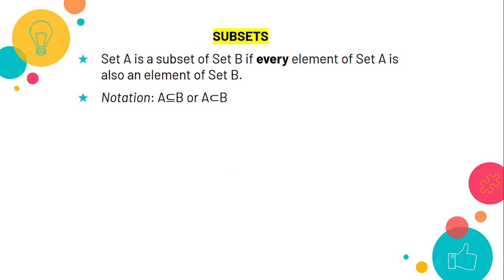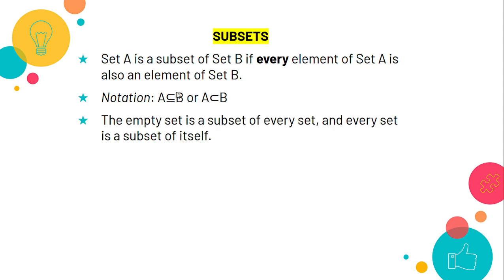Now there are two symbols that we use to denote subsets. Both of them are read "A is a subset of B," but we're going to learn about two types of subsets and distinguish between the actual meaning of those symbols. So I'll get back to that in a second. Now, a very important fact that you need to know is that the empty set is a subset of every set, and every set is also a subset of itself. So read that statement again. The empty set is a subset of every set, and every set is also a subset of itself.